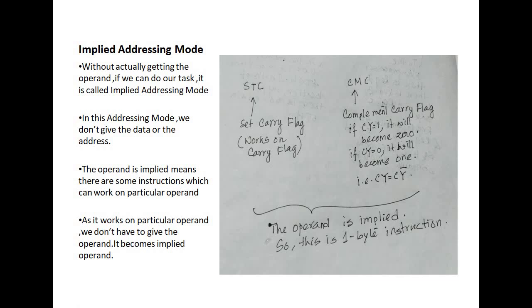There are several examples of implied addressing mode, but I am using only these two. Here the operand is implied, that is, this instruction always works on the carry flag. That is why the operands are not mentioned. These are examples of 1 byte instructions also, because they only take the opcode and no operand is given. Understood?